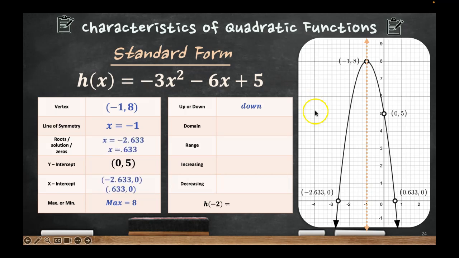Now our x-intercepts is wherever it crosses the x-axis. But a lot of times they're going to say, what are your roots, your solutions, your zeros? They're all the same thing. Just see where it crosses the x-axis and click on those points, and you should be able to get that value.